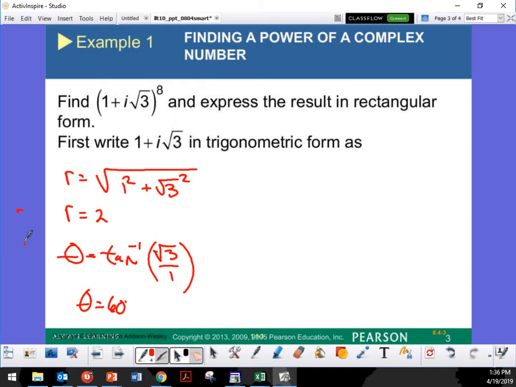Now, is this in the right place though? Now let's check to see if it's in the right place. If I am going to sketch a quick graph, 1 is to the right, radical 3 is up, so it should be right here, right? In quadrant 1. Is 60 degrees in quadrant 1? Yeah, okay, so that's good. If it's above the 90-degree angle, what does it mean? Oh, if it's in quadrant 2? Yeah. Okay, we're not going to get a quadrant 2 type of one. We might get a quadrant 4. Hold on.